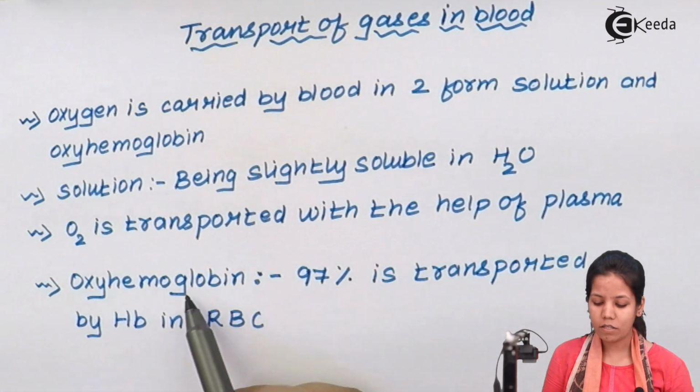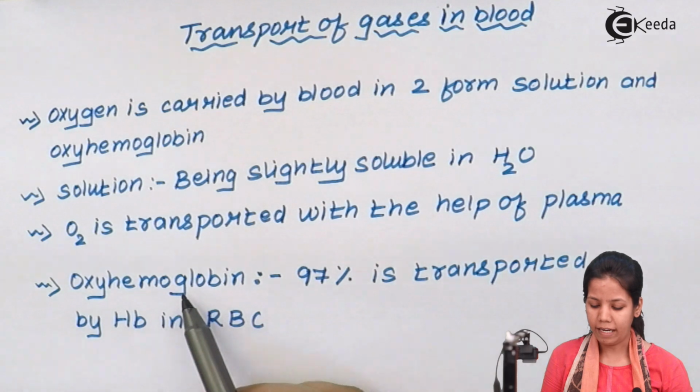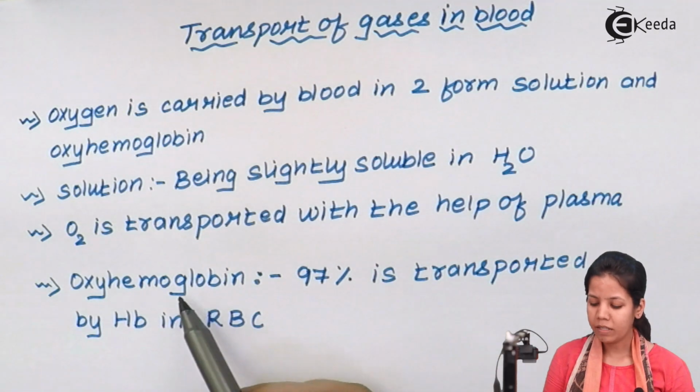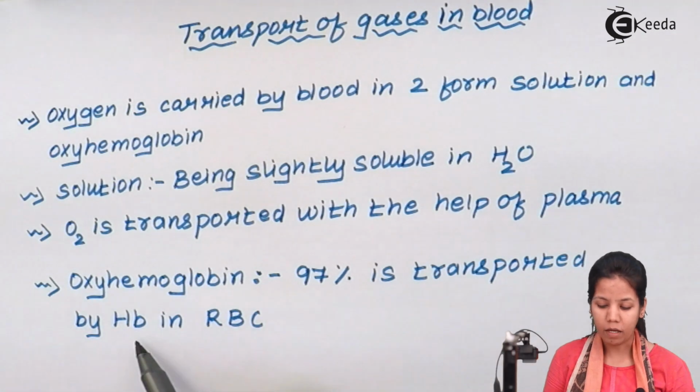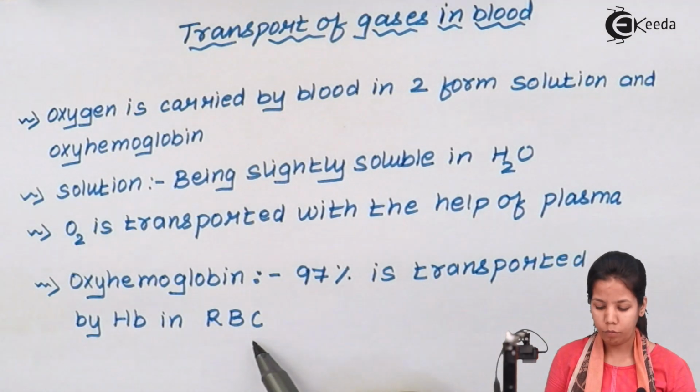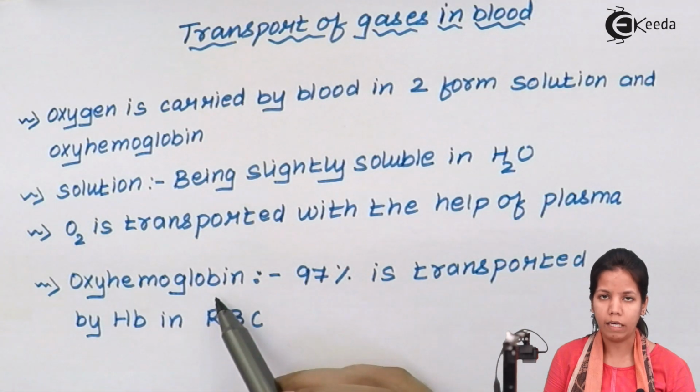The next method is the oxyhemoglobin method, and when I talk about this oxyhemoglobin method, 97% of oxygen or O2 is transported by hemoglobin in the RBCs by forming the oxyhemoglobin molecule.